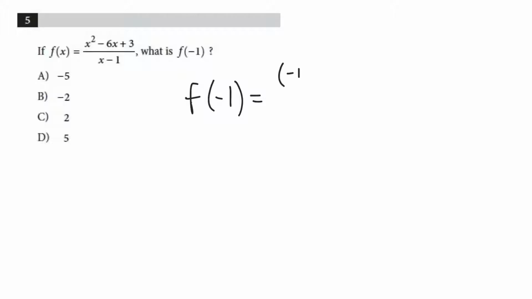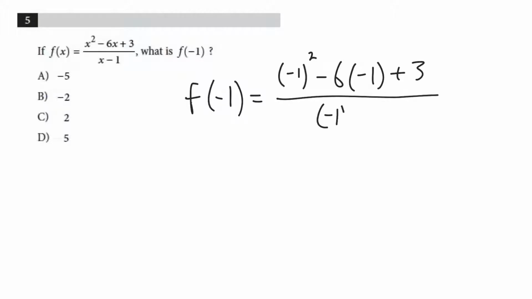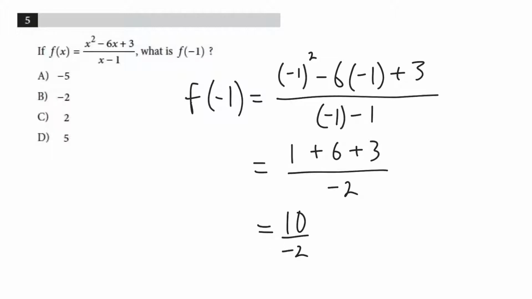So we're going to get negative 1 squared minus 6 times negative 1 plus 3 over negative 1 minus 1. Okay, well, it's just going to be 1 plus 6 plus 3 over, well, it's negative 2. Okay. 1 plus 6 is 7, plus 3 is 10. That's going to be 10 over negative 2, negative 5. A would be our answer.